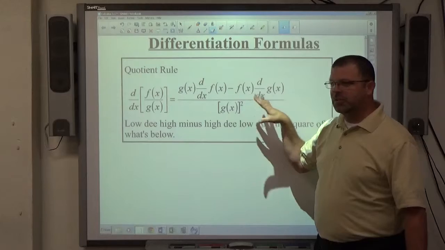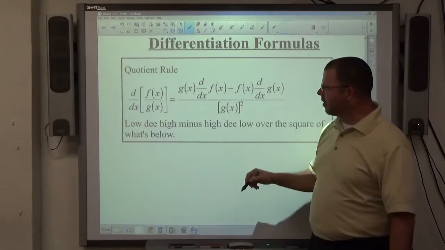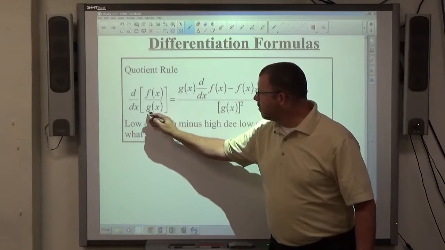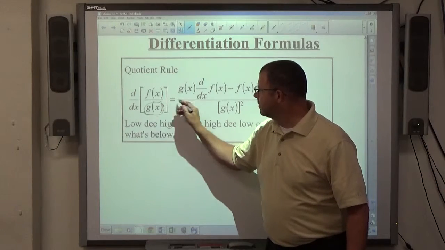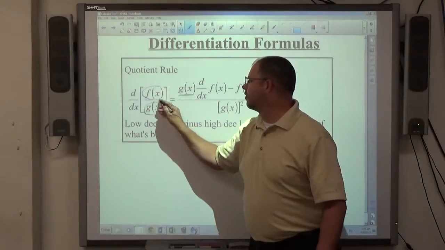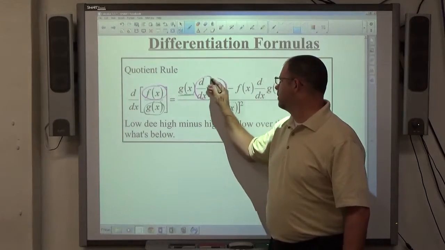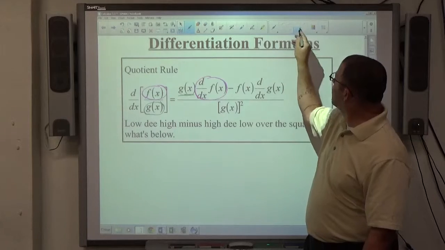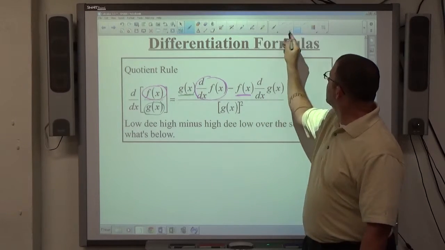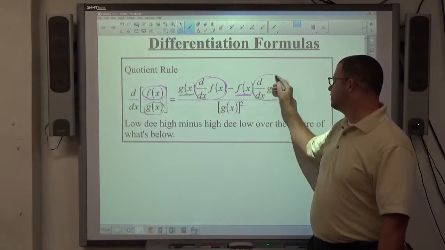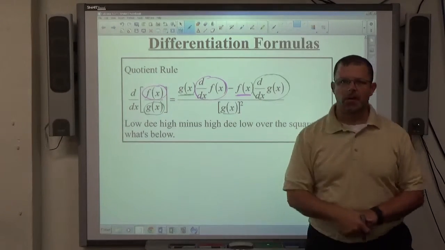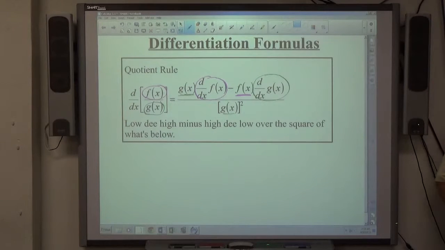And it also looks very complicated, but again, if you just focus, we have a top function and a bottom function. It starts off with the bottom function times the derivative of the top function. Then we subtract, it is a minus sign there, then the top function times the derivative of the bottom function, and all that goes over the bottom function raised to the second power. Okay, that is the quotient rule.